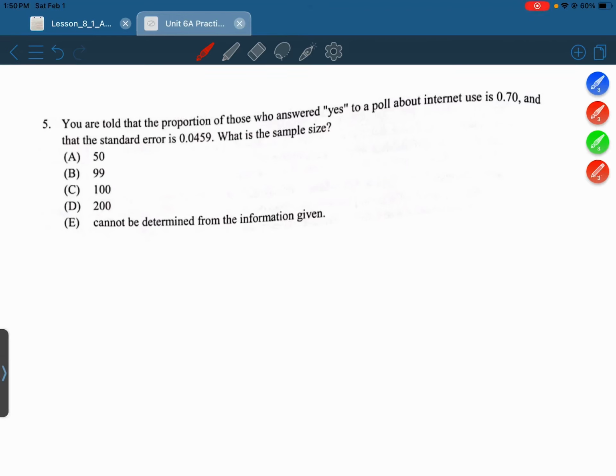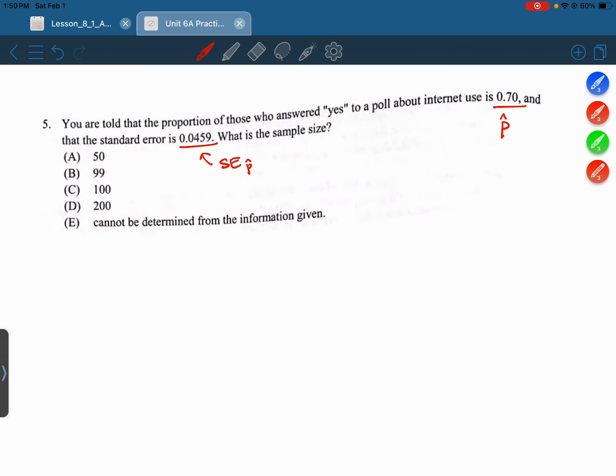Question number 5. You're told that the proportion of those who answered yes to a poll about internet use is 0.70. All right, so that's a sample proportion. And that the standard error is 0.0459. Okay, so that's the standard error of the sample proportion. Okay, what's the sample size?